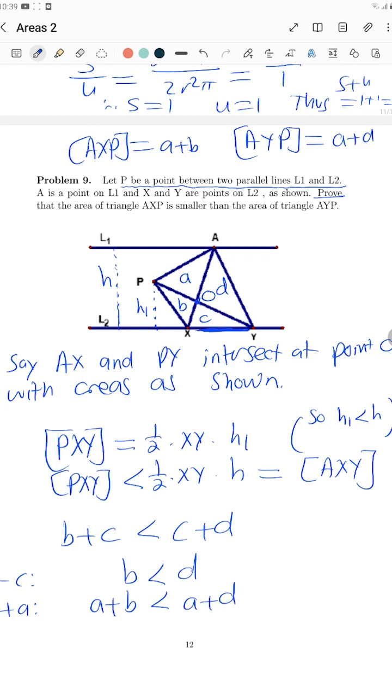And now looking at the diagram, what is A plus B? Yep, that is the area of triangle ABX. And what is A plus D? That is the area of triangle AYP, as wanted. And there we go. We have written up a little essay of why the area of triangle AXB must be smaller than the area of triangle AYP.